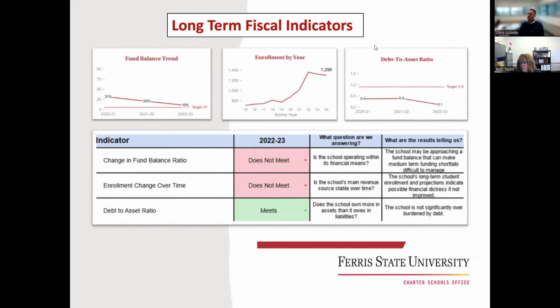So it has a lot more flexibility to handle short-term enrollment declines than a school that's basically stressed with too much debt. In this case, the school meets the debt to asset ratio.